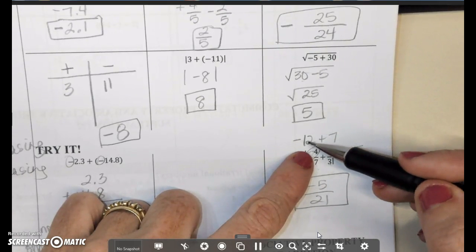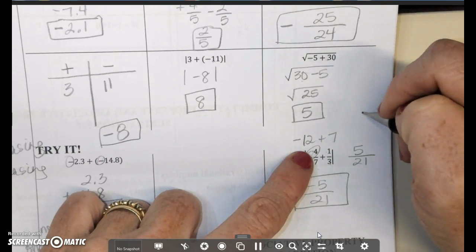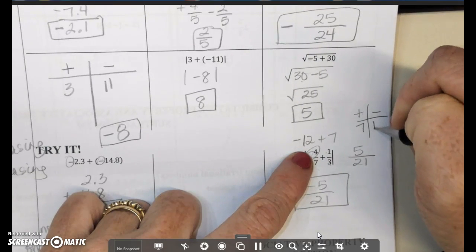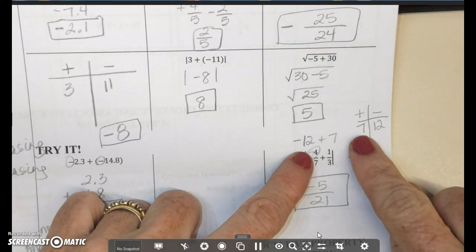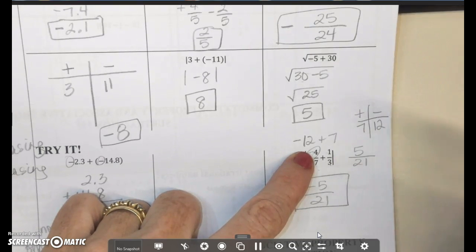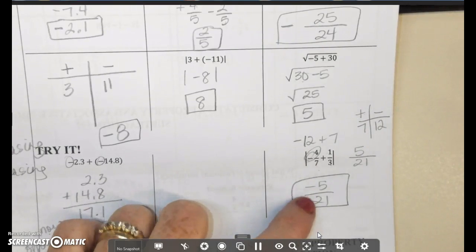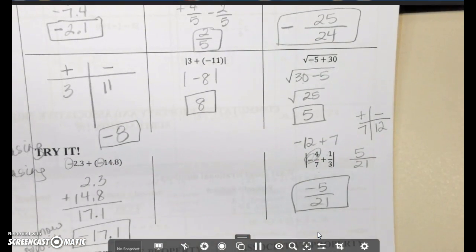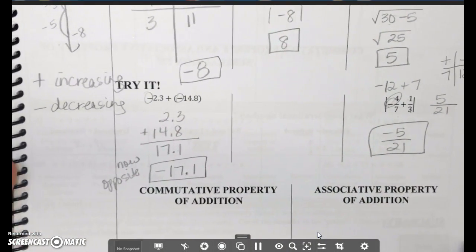So now I've got negative 12, positive 7 if you use your little chart, right? You've got 7 on this side and the positive, 12 on that side. Well, if you have $7 but you want to buy something that's $12, you don't have enough money, right? So you've got negative 5. So you have negative 5 over 21. We'll do a lot more practice with these, so don't worry, okay? You're going to be excellent at these by the time you leave me.